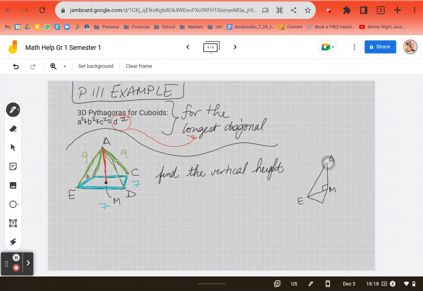We have A to M, which is what we want. That's the length we want. Is that D? No, I don't think so. That's up and down, and we don't know what that is. That's X. And then we have A to E, which we do know. That's 9. It's a right angle triangle.